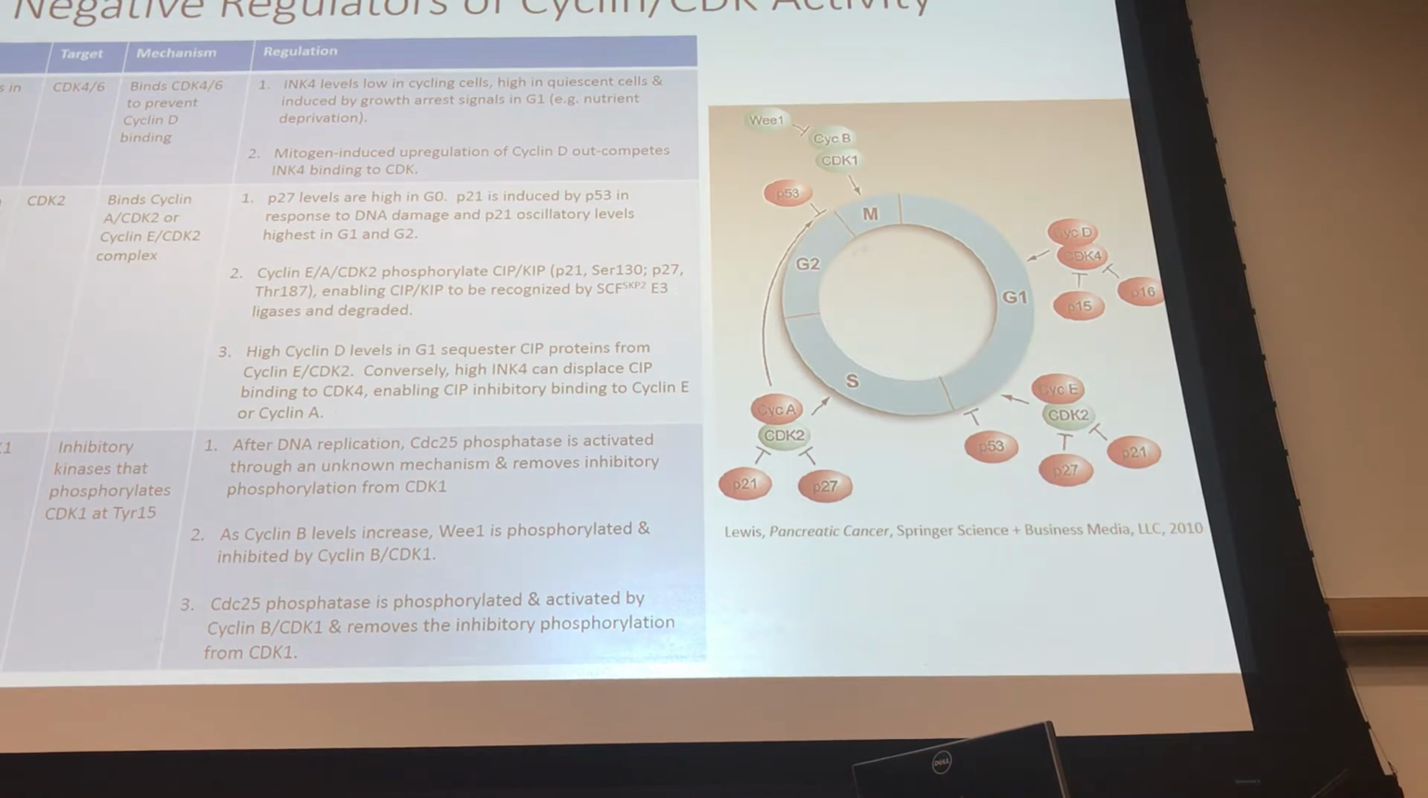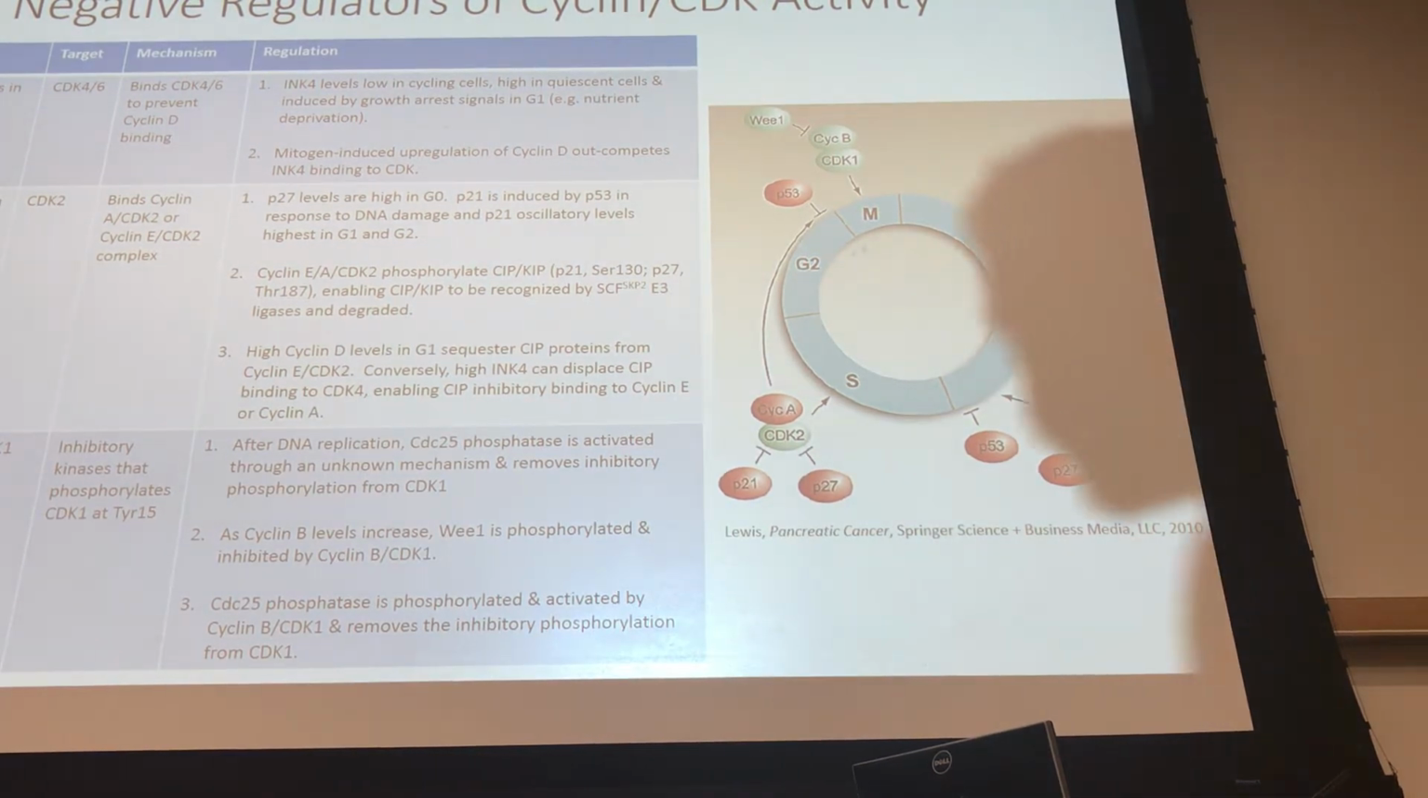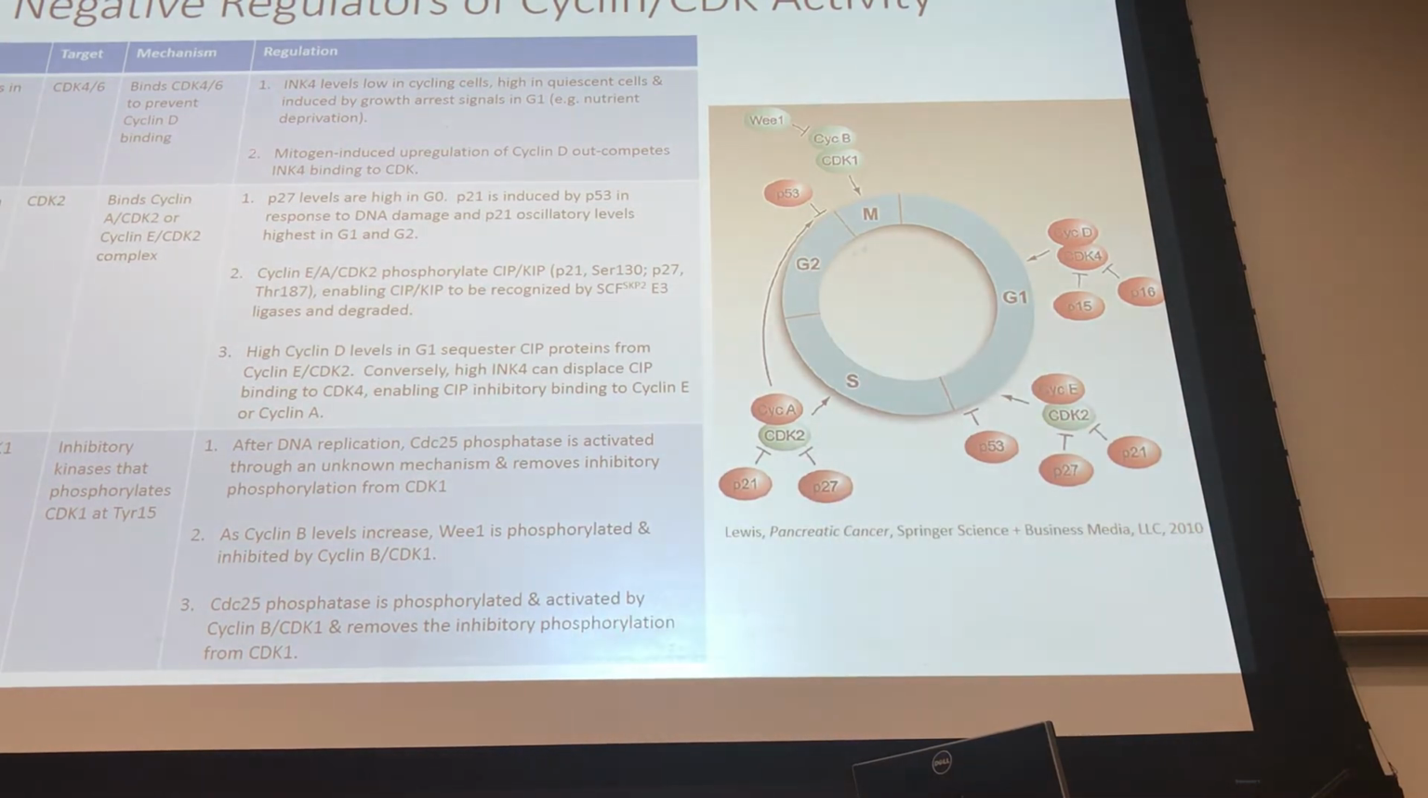So another way that the activity of these complexes is inhibited is through negative regulators of cyclin. I've got this table here for your information. One family of CDK inhibitors is the cyclin kinase inhibitor INK4 family, and the proteins that are part of this family are P15 and P16. What they do is maintain cells in G0 phase. During G0 phase, their levels are high, and they bind to CDK4 and CDK6, and sequester CDK4 and CDK6 away from any cyclin D. So that's their claim to fame.